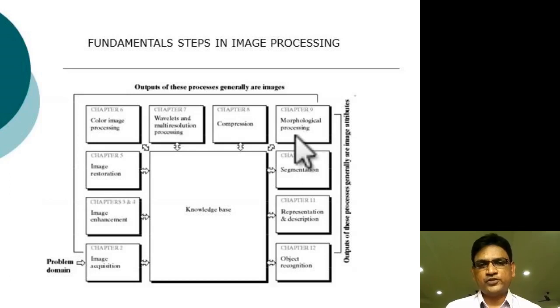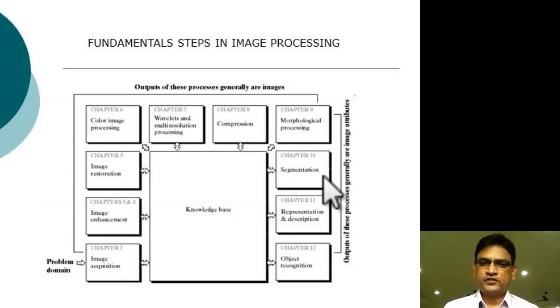And the next one is the morphological processing. Morphology means shape. So this morphological processing involves extracting the shapes of the objects present in the image that is under process.